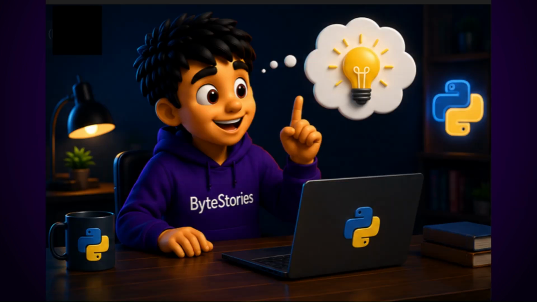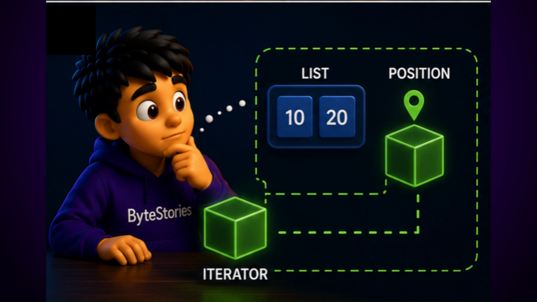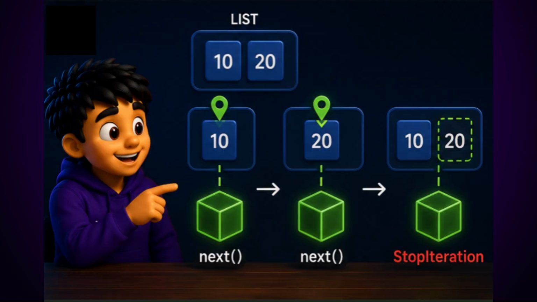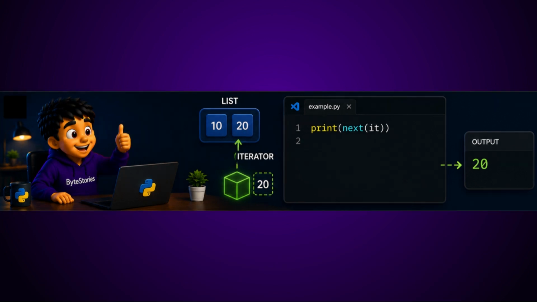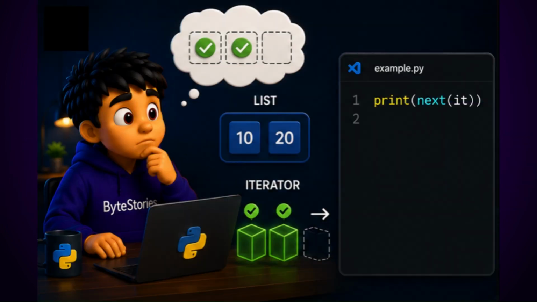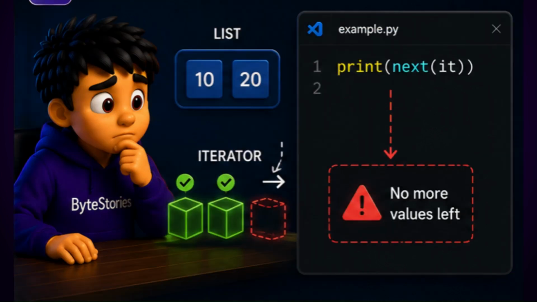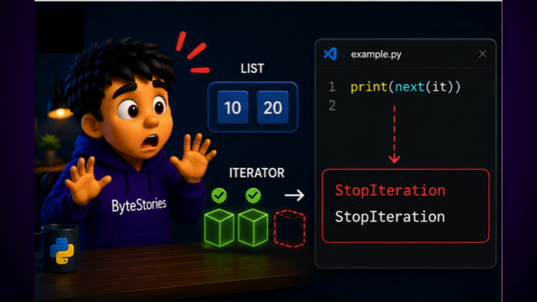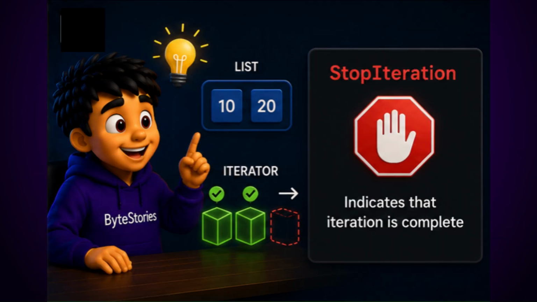Let's see what is happening. The iter function creates an iterator. An iterator remembers where it is while moving through a collection. Each call to next gets the next value. So far, everything works. But after all values are consumed, the iterator has nothing left to return. Python raises StopIteration to indicate that iteration is complete.